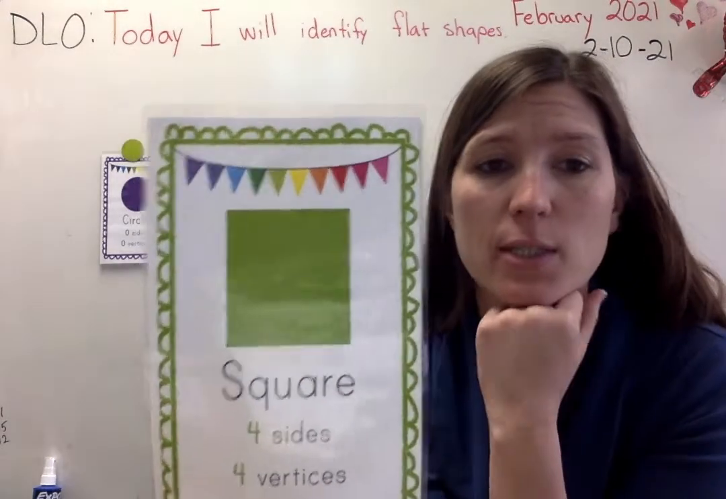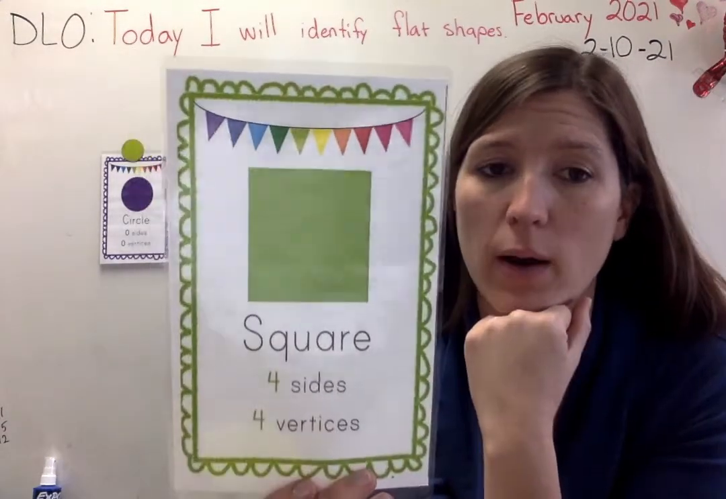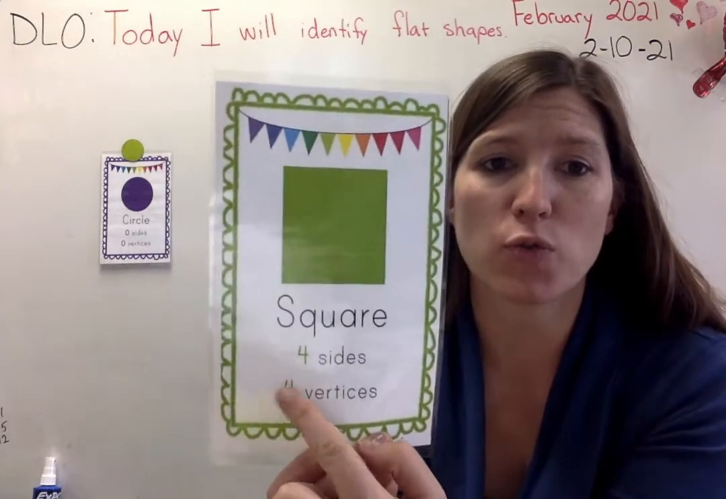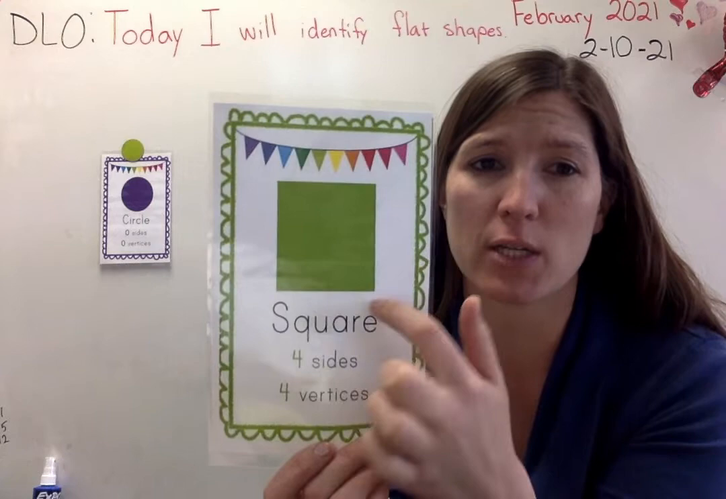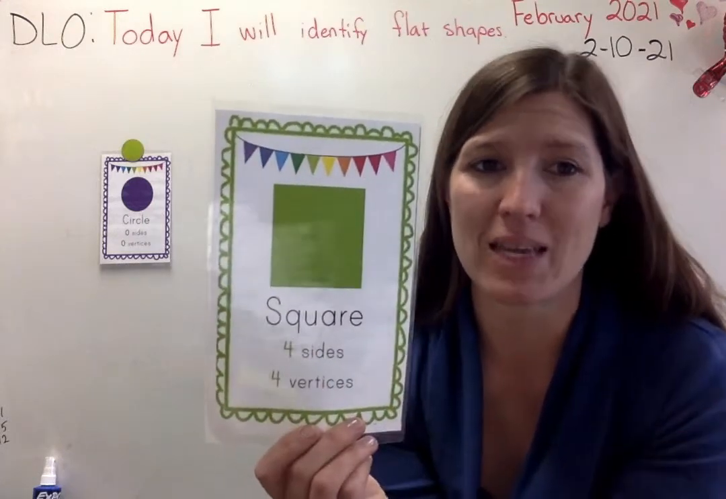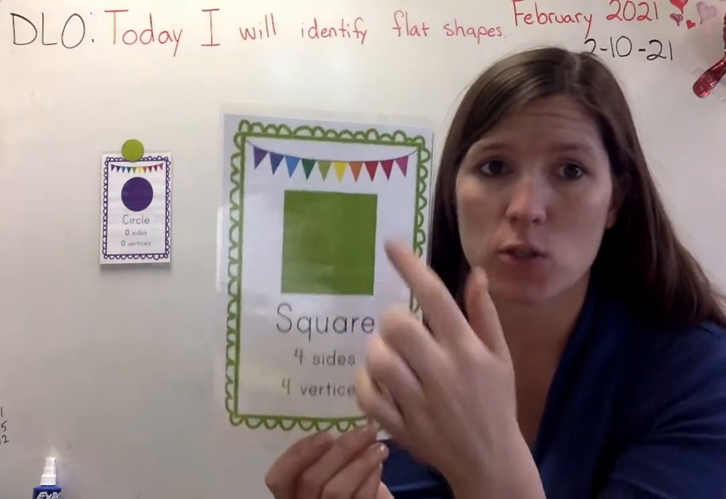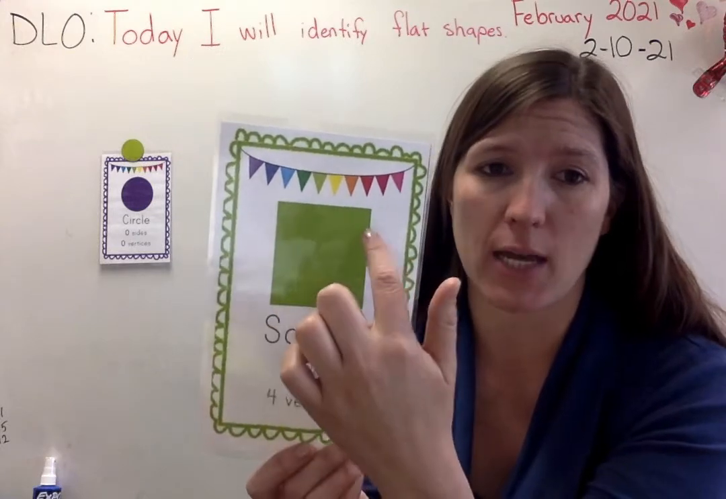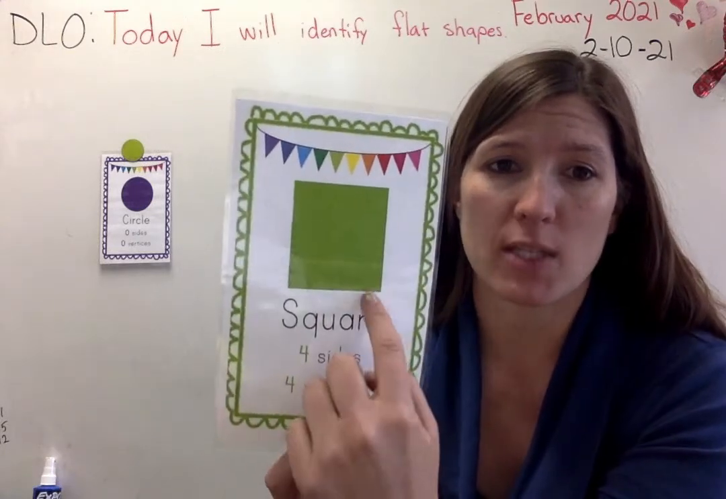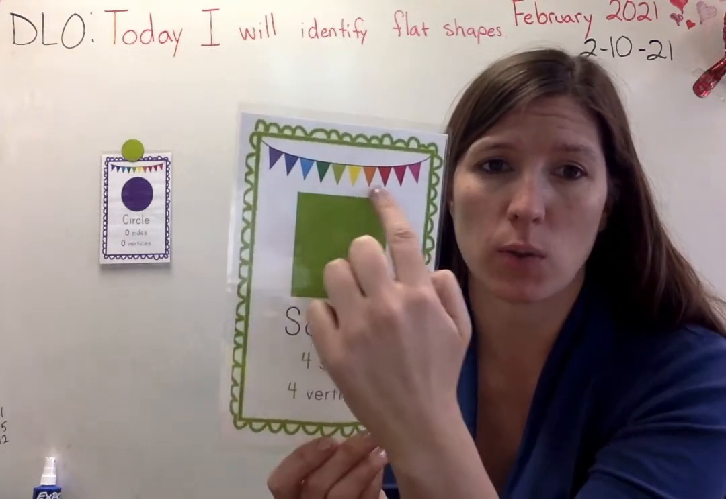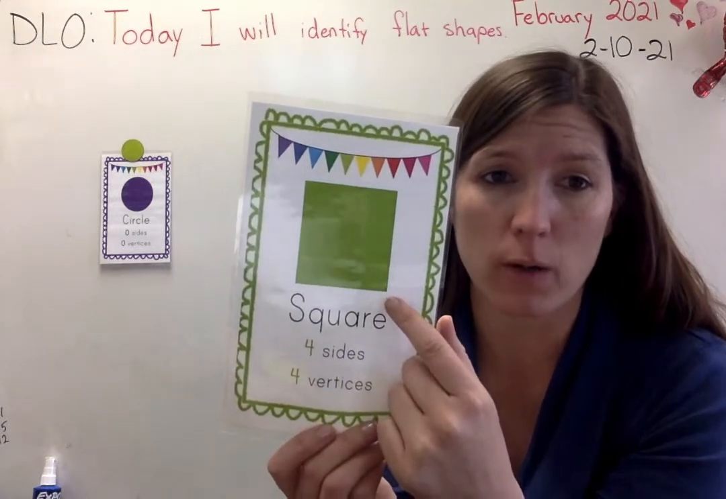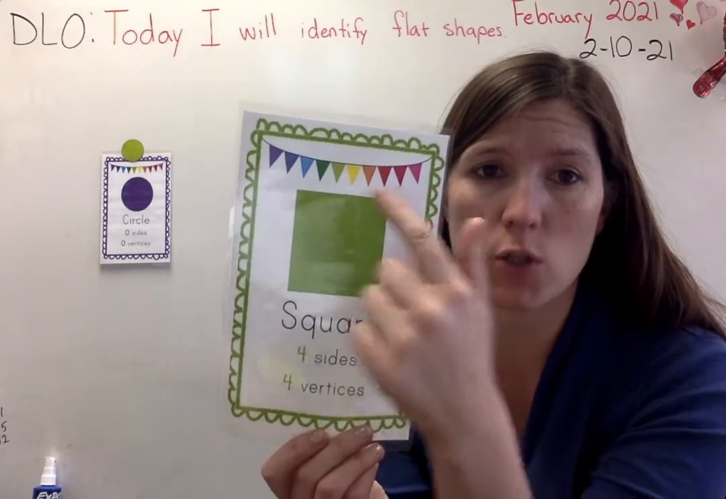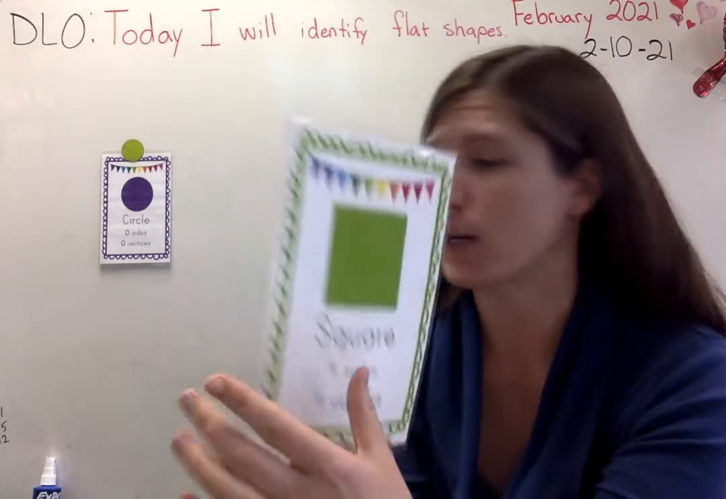Do you know what shape this is? It's a square. A square has 4 sides and 4 vertices. A square is special because all of the sides are the same size. So it has 4 equal sides. Those are the sides, 1, 2, 3, 4. And 4 vertices. Those are the points right in the corners. 1, 2, 3, 4.